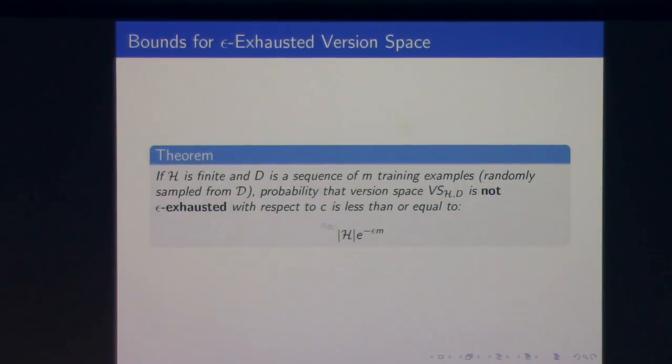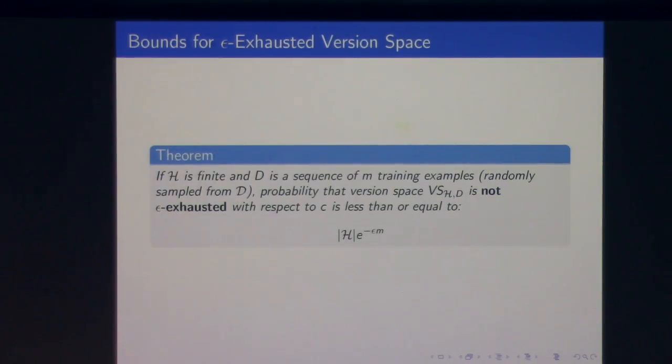So what we did was we first said, okay, what is the probability that the version space is not epsilon exhausted? That is always bounded by this value, okay? It will be less than the size of your H times the natural exponent e raised to the power minus epsilon m. So it is a function of the number of training data points and your epsilon, right? So this is the probability.